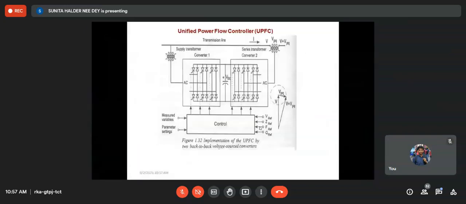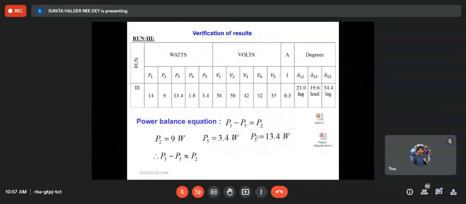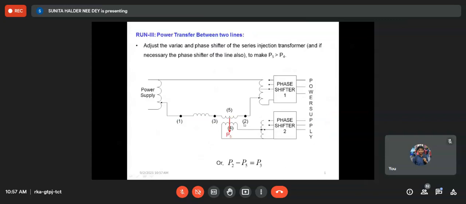I have told you for run 3, there is a specific condition. We do not know before running the experiment which situation will be achieved. So here we have achieved delta 1 to lag and delta 3 to lag. What is the meaning of delta 1 to lag? Power is flowing from 2 to 1, in this direction, and 3 to lag means in the same direction. So this one. Now power is outgoing.